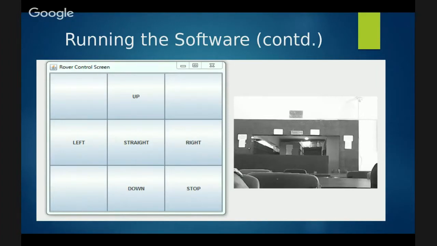There are just 6 buttons: up, down, left, right. If you press up, down, left, or right, the rover moves accordingly. If you press straight, the rover will go straight, and if you press stop, the rover will stop moving.